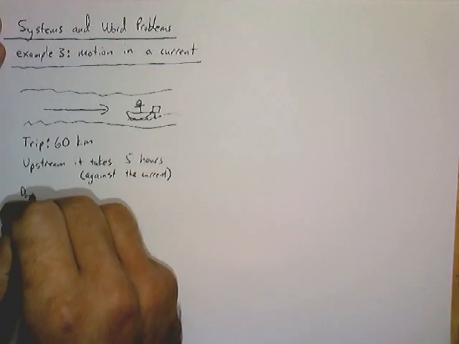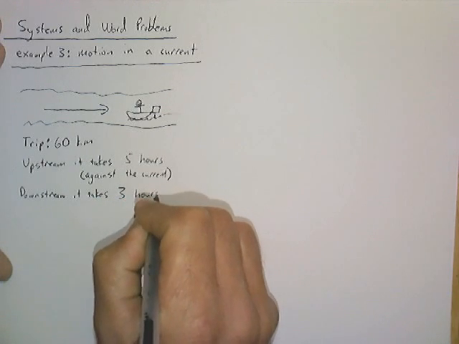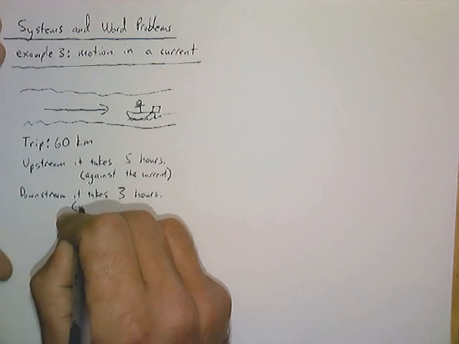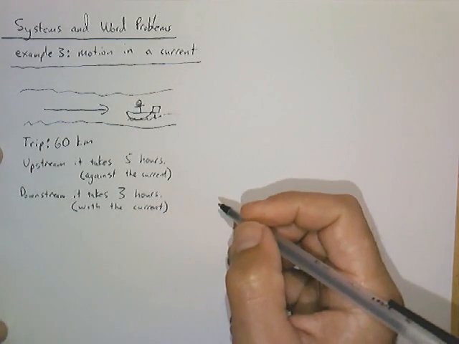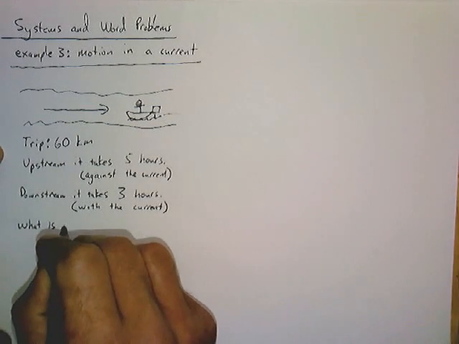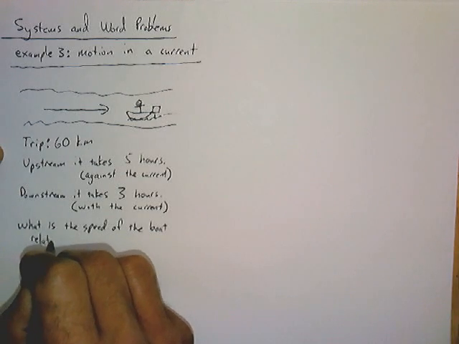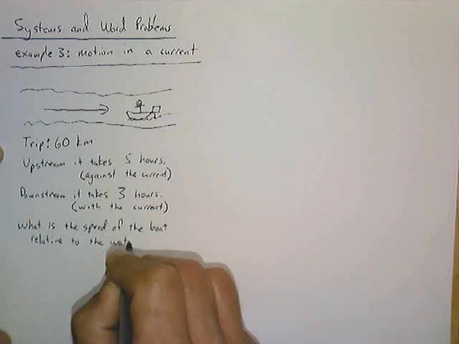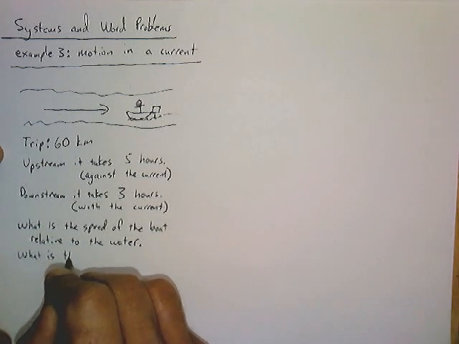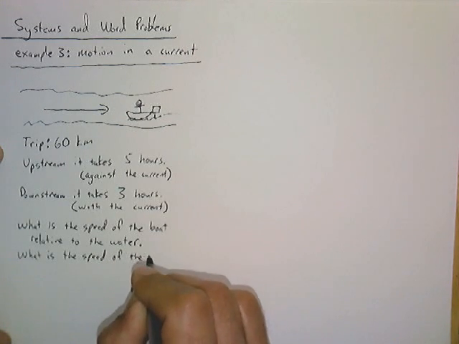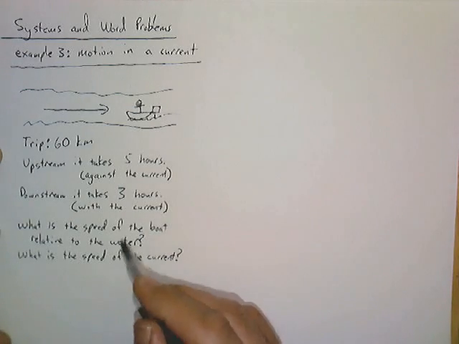Now downstream, that same trip is going to take, say, 3 hours. Downstream meaning with the current. So what we want to know is, what is the speed of the boat relative to the water? Not relative to the shore. And also, what is the speed of the current? Okay, so those are the two things we're going to be looking for.